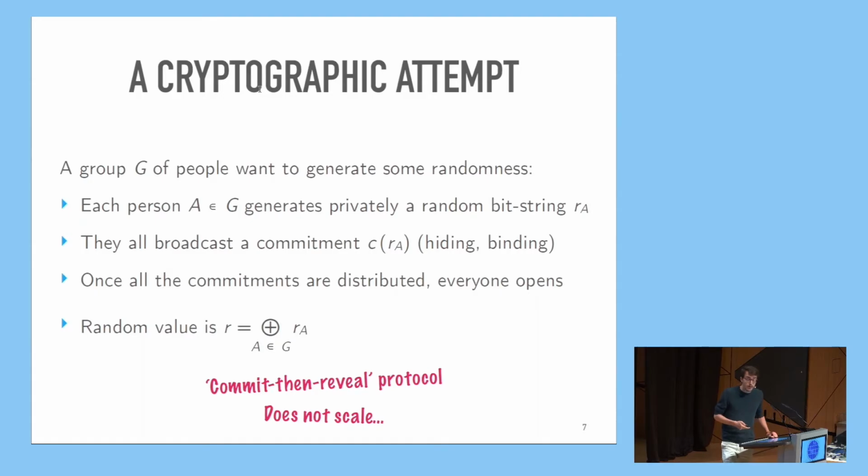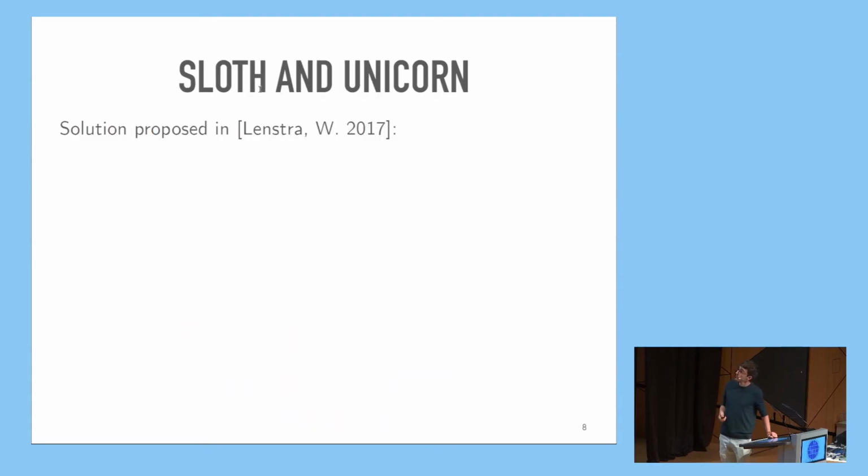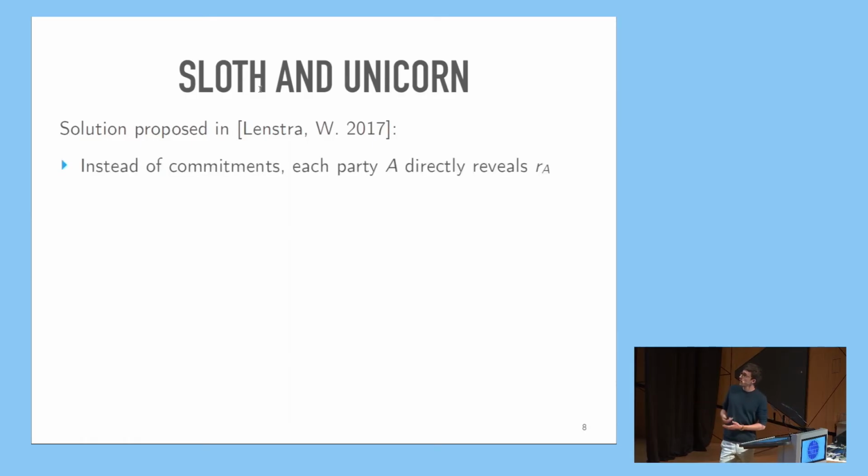The solution to this problem was proposed a few years ago through a protocol called Unicorn, for uncontestable random number. And the basic idea is to make it much simpler. You don't have commitments. The parties directly reveal their random bit strings r_i. OK, so much simpler, no commitments, so no opening phase. People cannot leave in the middle because there's only one round. They just throw their randomness.